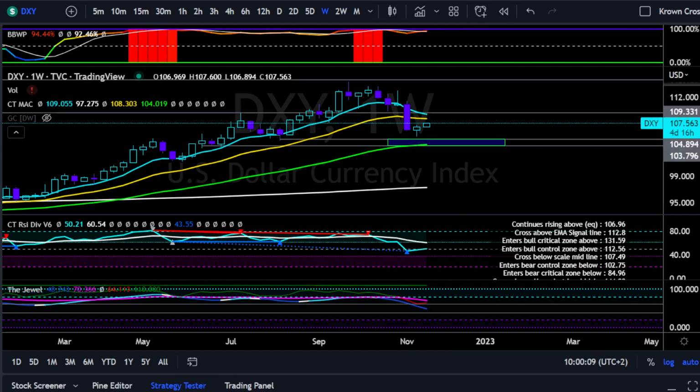Anyways, what I also wanted to go over is that Dixie on the weekly did fulfill our target to the downside. We saw a move right around that blue box territory right here at about 1.055 is what we were looking for. My box is actually a little bit below that, but 1.055 is what we were looking for, and then a bounce likely from there.